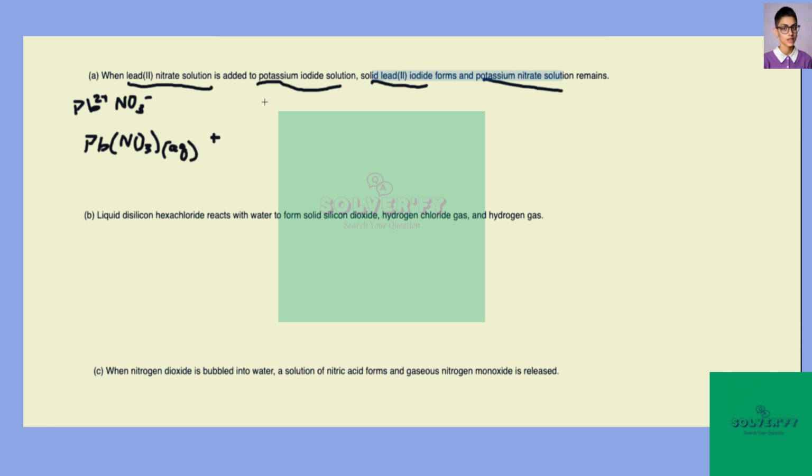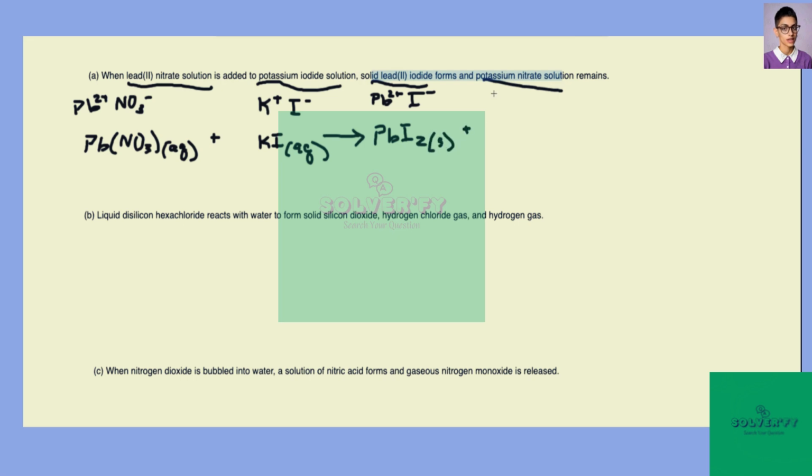This is added to potassium iodide. Potassium is the K+ ion, and iodine is I minus. So the formula for potassium iodide is KI. And again, this is in solution, so it's aq. It reacts to form solid lead 2 iodide. So the ionic compound with a charge of Pb2 plus and I minus forms a neutral compound of PbI2 with an s for solid.